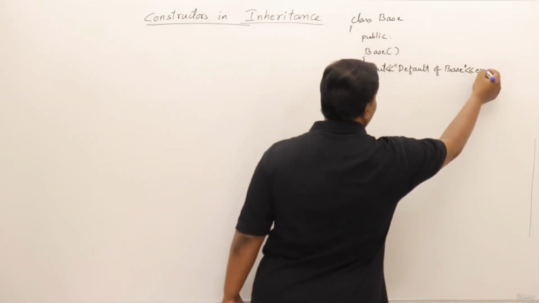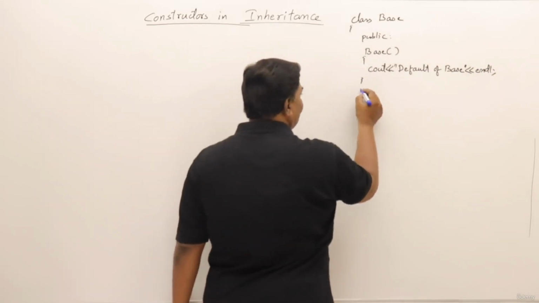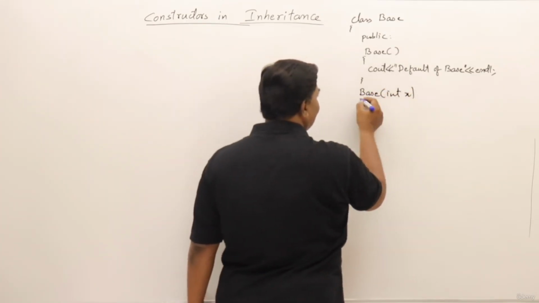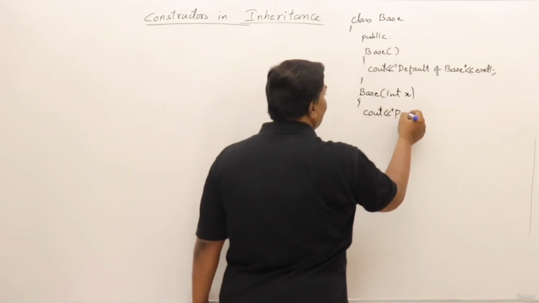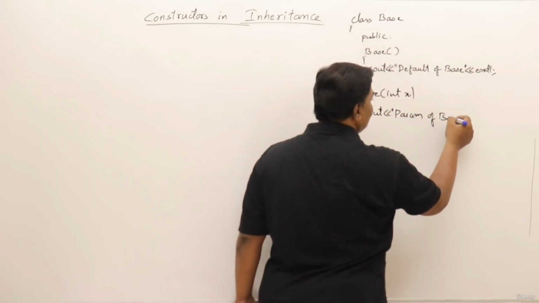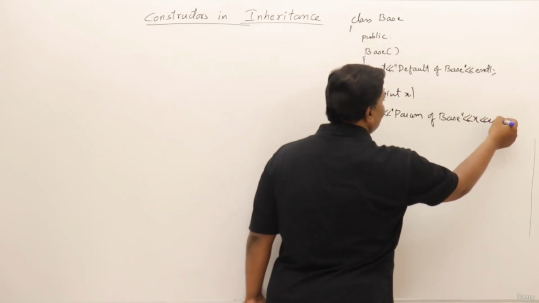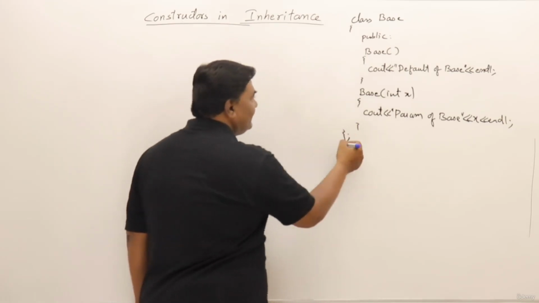So you know well that to get a new line you have to say endl. Then I will also write one more constructor, that is base, which is taking some argument x, and here I will say cout "param of base", and I will also display this x and endl. Okay, so that's all. This is a base class.